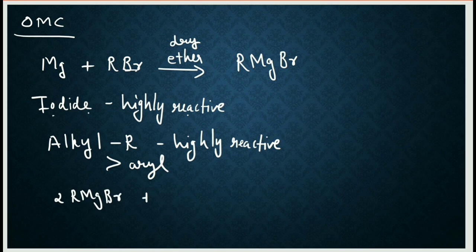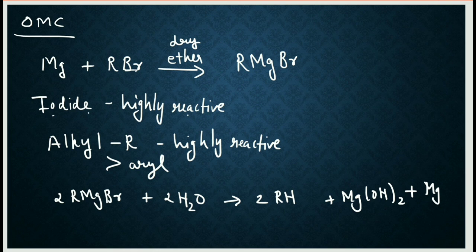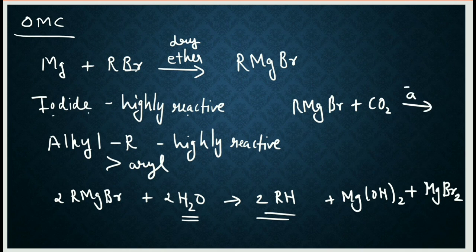2RMgBr plus water. So what will you get? 2RH, a hydrocarbon, plus magnesium hydroxide, Mg(OH)2, plus magnesium bromide, MgBr2. So a hydrocarbon is formed when Grignard reagent is reacted with water. So that's one reaction, and so many reactions are there with the Grignard reagent. When Grignard reagent is treated with carbon dioxide, RMgBr plus CO2 in presence of an acid, what will you get? A carboxylic acid, RCOOH.